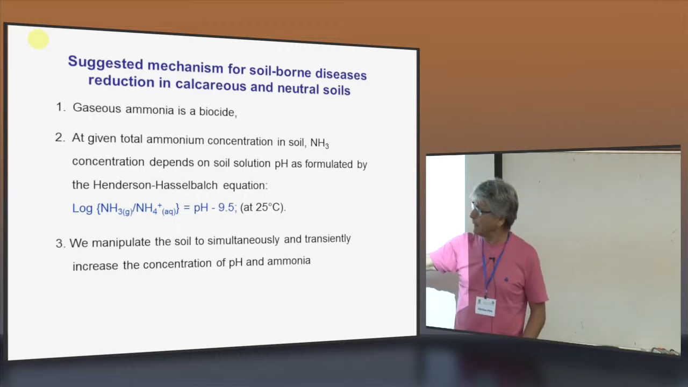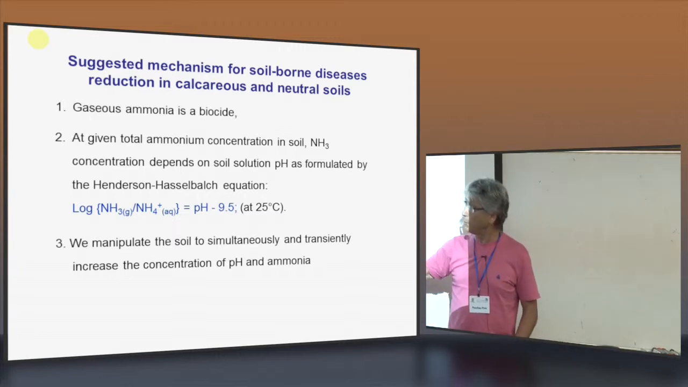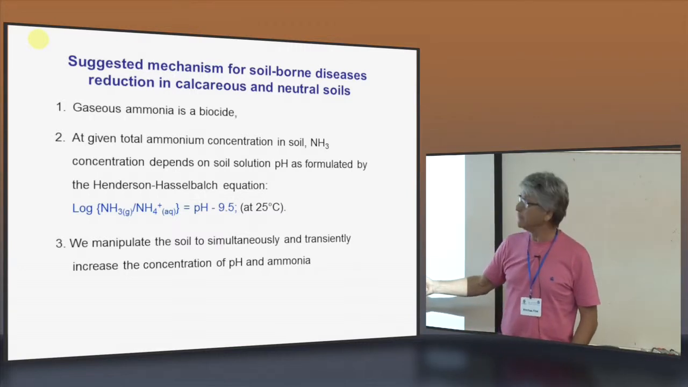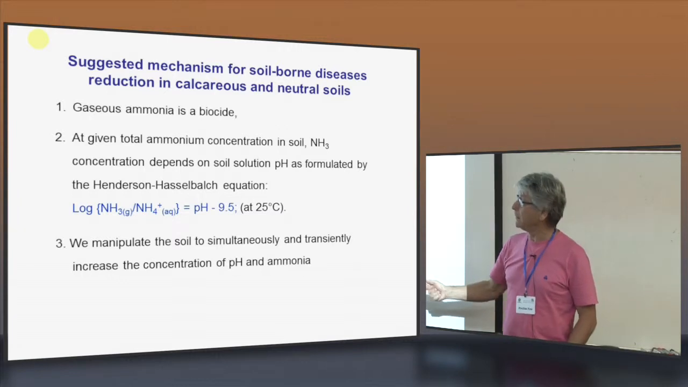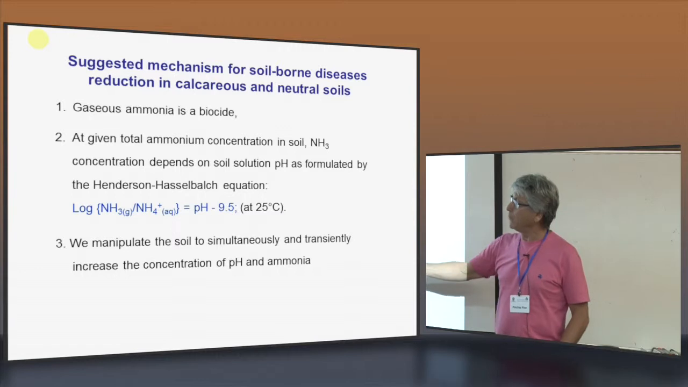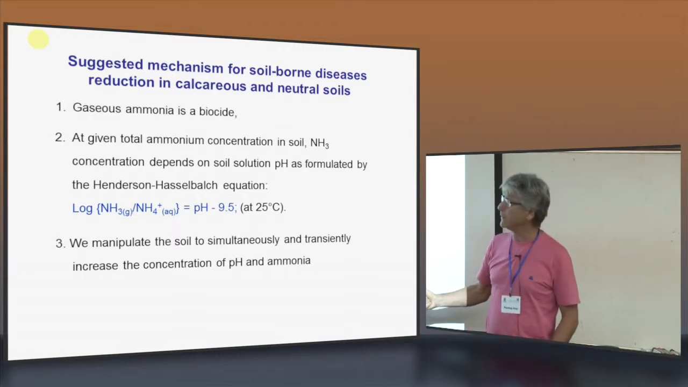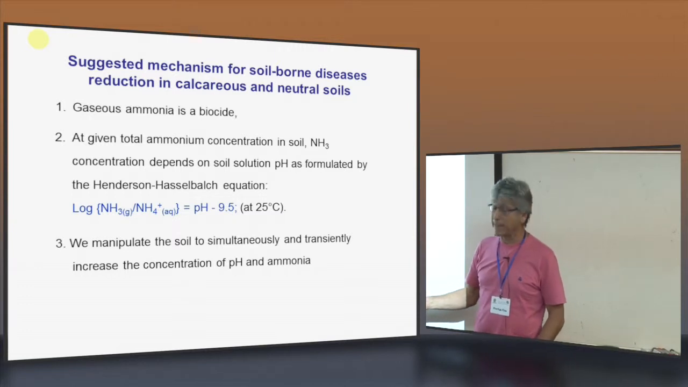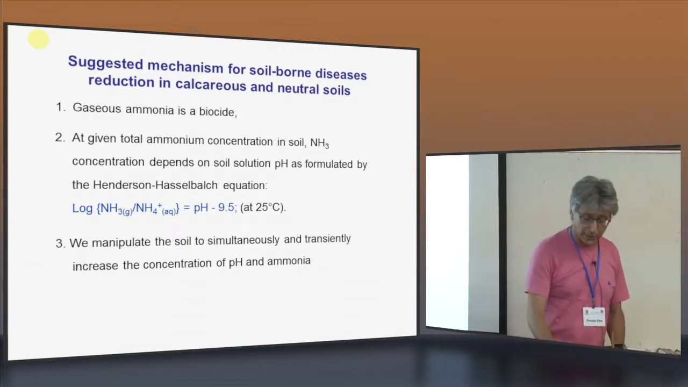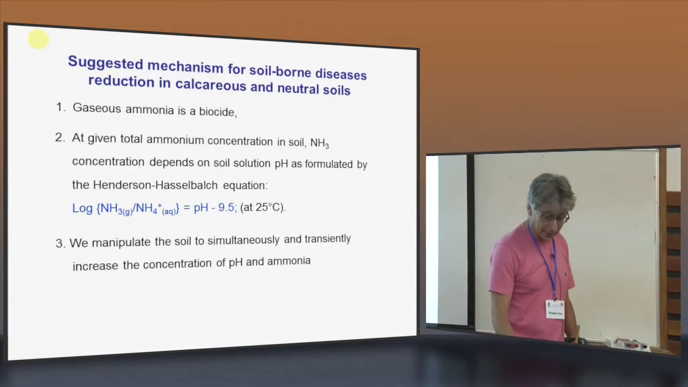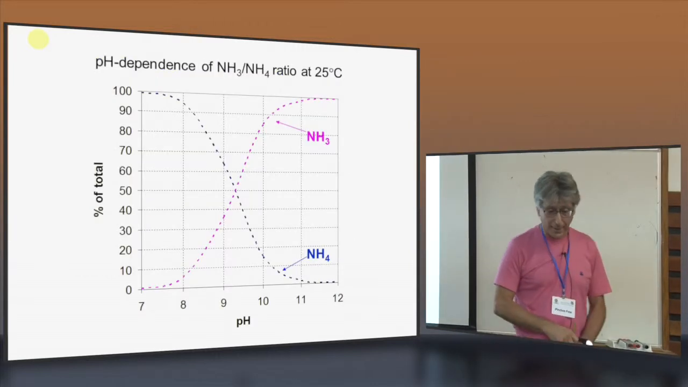Now, when we put ammonium in a soil, it won't transform to ammonia unless we have high pH. And the pH has to be higher than the pKa, and the pKa at 25 degrees is 9.5. And we need, in order for 99% to be close to 10, or over 10, close to 11 in the soil. It's very difficult to achieve in a soil such a high pH, and we don't really know what it will cause the soil to go into.